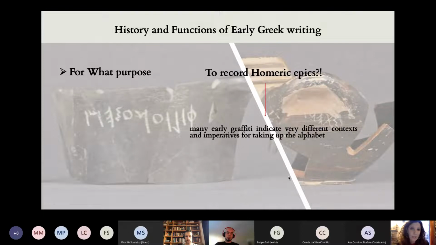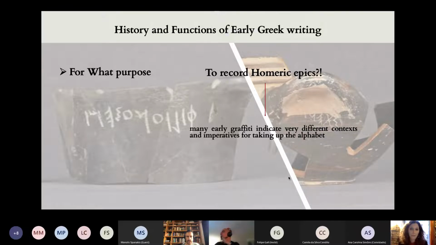And I will then just start talking about the last question, that is, for what purpose? That is also, I think, the most interesting question here, also the most tricky maybe. For what purpose? It's a question that is very much debated, of course. And the first answer was, of course, to record the Homeric epics.